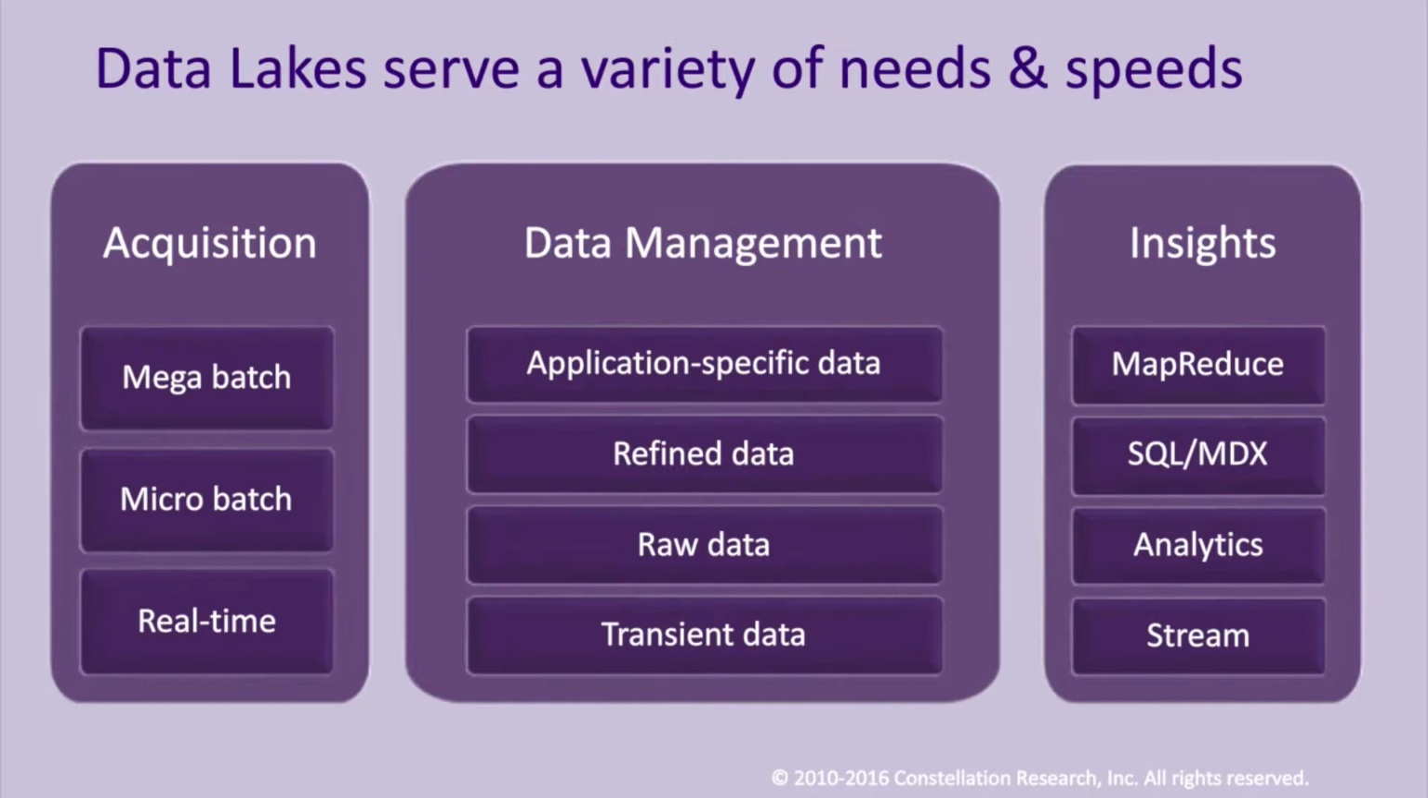So, for example, you want to ingest and retain raw data with enough tagging to know what it is and where it's from. You'll want zones for refined data that has been cleansed and normalized for broad use. And you'll want zones for application-specific data that you might develop by combining data from multiple sources.